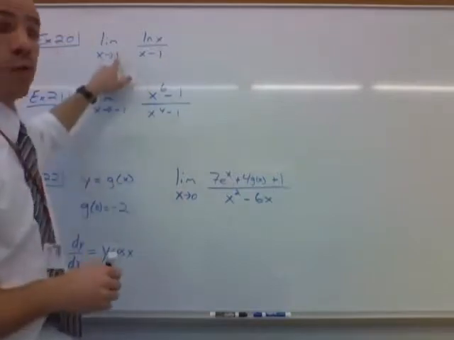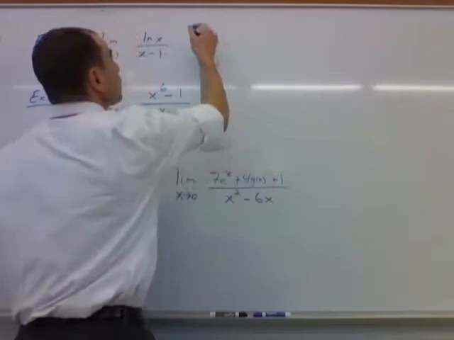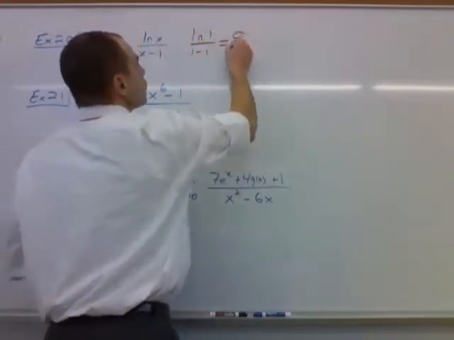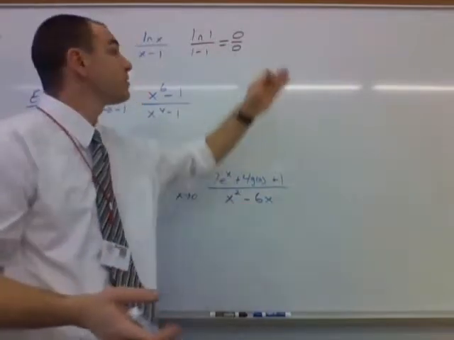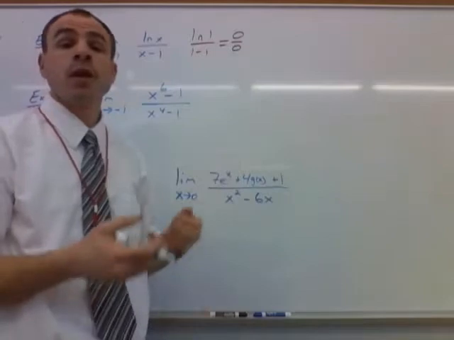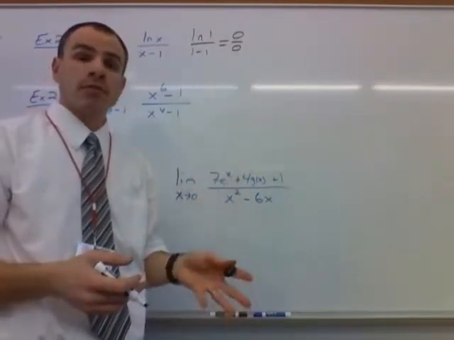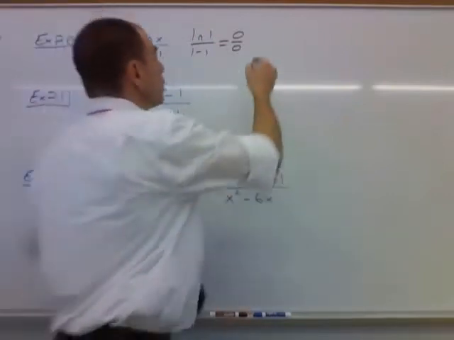If we plug 1 into both the numerator and the denominator, we have the natural log of 1 over 1 minus 1. The natural log of 1 is 0, and 1 minus 1 is obviously 0, so we get 0 over 0, that's our indeterminate form. So what do we do? We derive the numerator, we derive the denominator, and then we plug 1 in again. So we're still going to have the limit as x approaches 1.